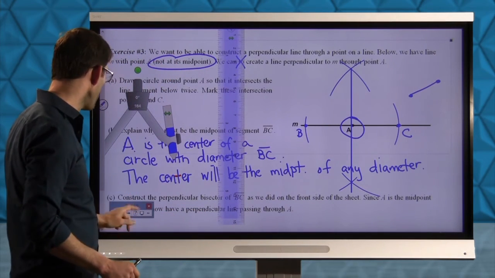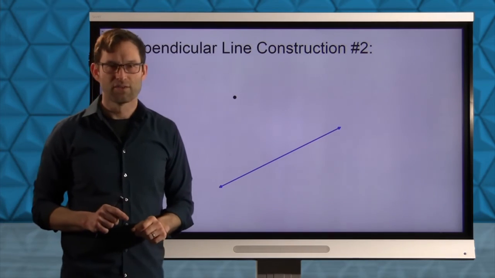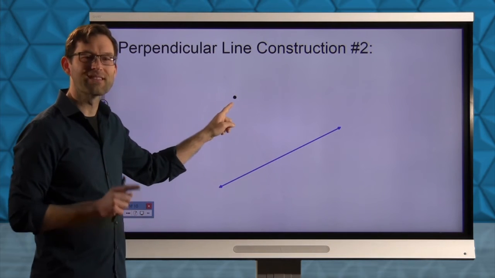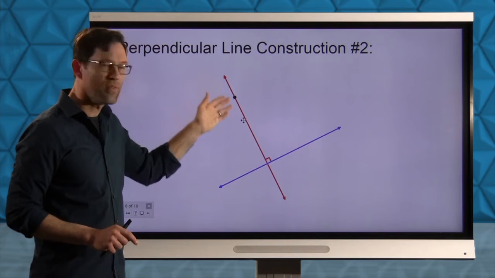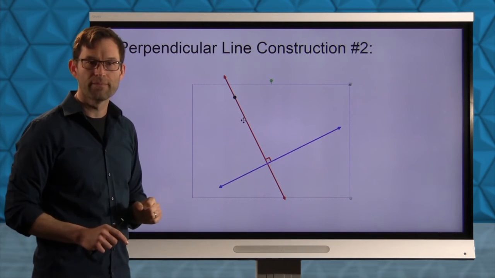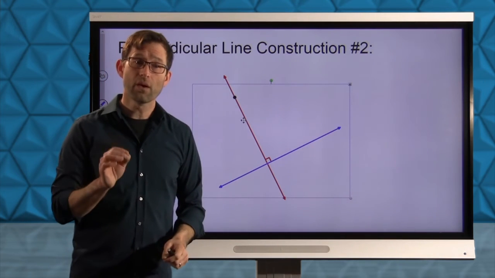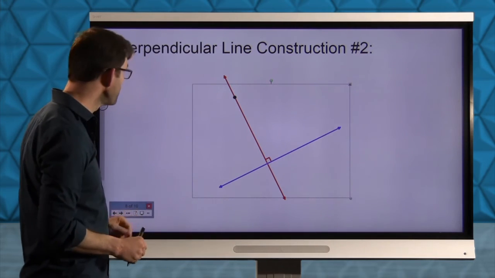So, let's keep going. The next perpendicular line construction is one where we've got a line and a point that's not on the line, and what we're looking to do is create the line that's perpendicular to this one that passes through that point. And what we're going to see is a trick that's fairly similar to the last one. So let's see how this works.